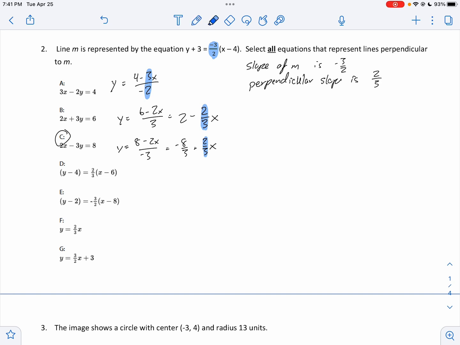For line D, it's already in point-slope form. We can easily identify the slope to be 2/3, so D is perpendicular to M. E is also in point-slope form, and we can see that the slope is negative 3/2, so E is not perpendicular to M. F is in slope-intercept form, and we see the slope is the slope we want, positive 2/3, so F is perpendicular to M. And finally, G has slope 3/2, so it is not perpendicular to M. So only C, D, and F are perpendicular to M.